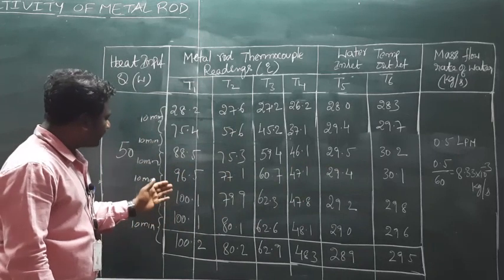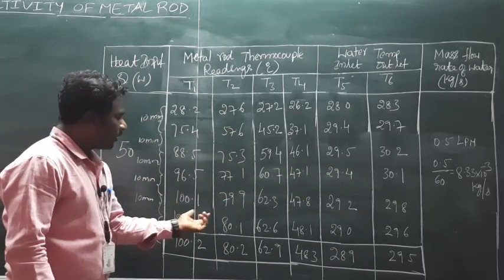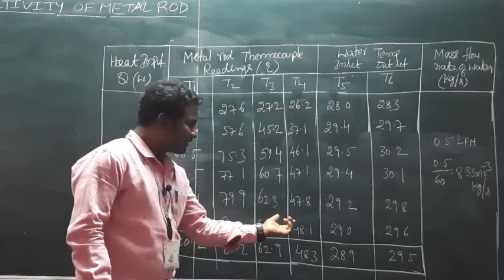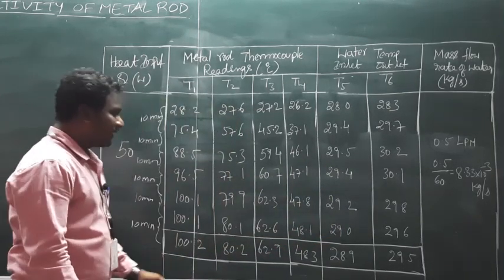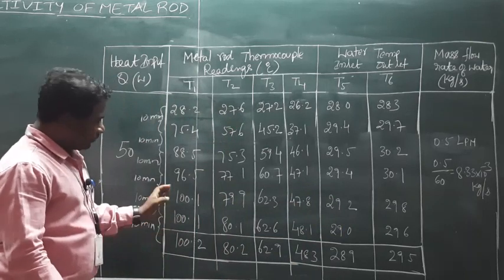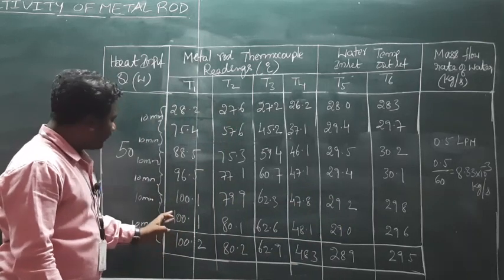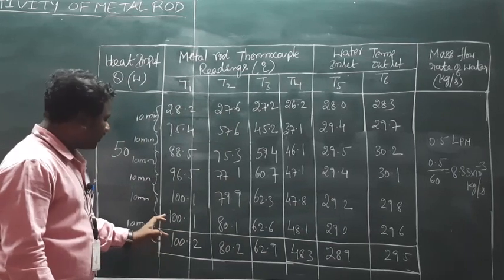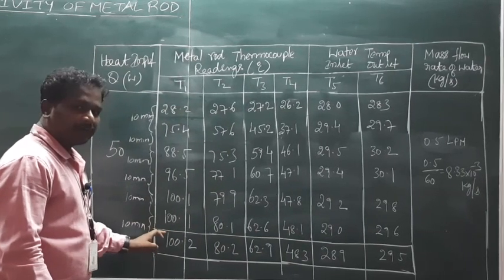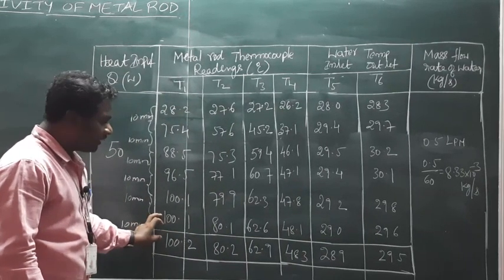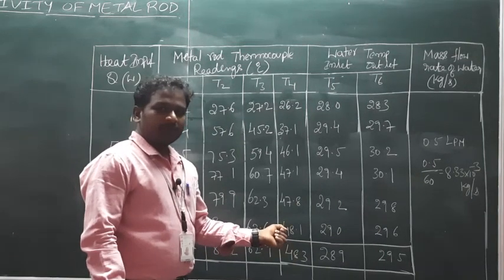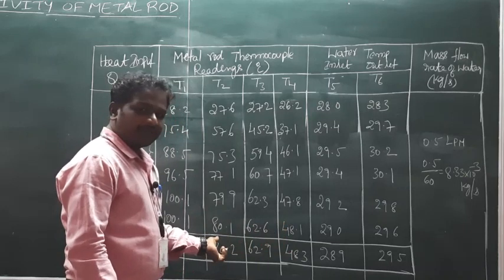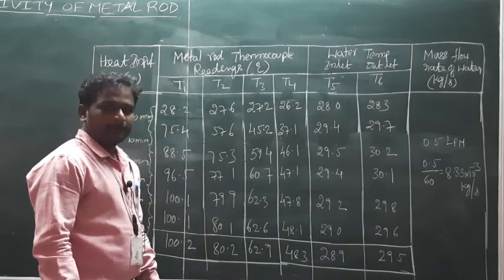After 30 minutes the values are like this: 100.1, 80.1, 62.6 and 48.1, 29.0 and 29.6, and again we waited 10 minutes. There is no change between before the 10 minutes and after the 10 minutes. The variation is very small, so we considered that these values are steady state values. By using these values, go for the calculation part.